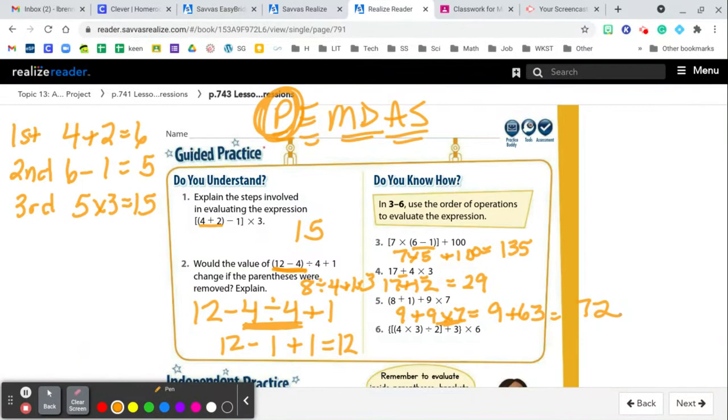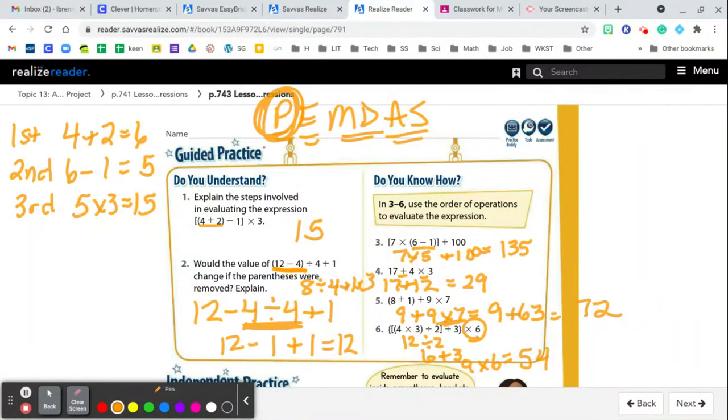And then for number 6, we've got a lot going on here. We do what's inside first. Then we're going to divide that by 2. Then we're going to add the 3, which gives us 9. And then we're going to multiply by 6, which in the end will give us 54. The last thing you do is multiply by 6, because it's outside the parentheses, brackets, and braces.